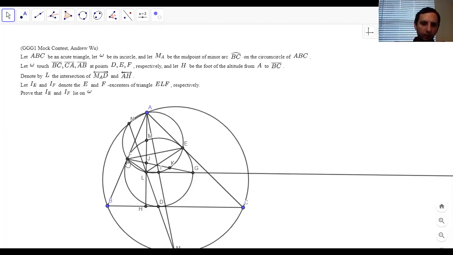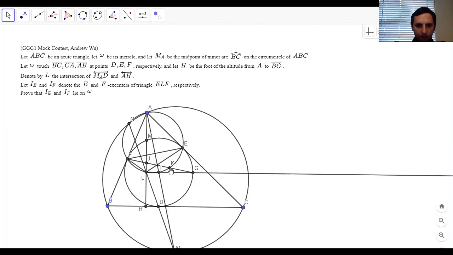So let's see, can we use the incenter-excenter lemma? Because, okay, so first of all, arcs AF and AE on this circle are equal, right? So that proves that this is actually an angle bisector, right? And so that means that J is the incenter. So we know J is the incenter.